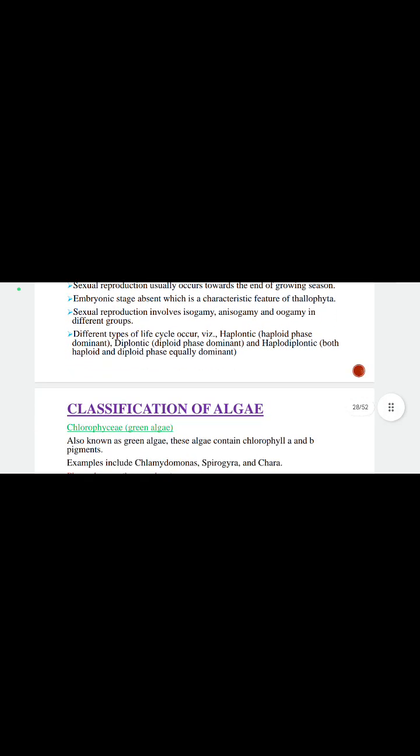That means both haploid and diploid phases are equally dominant. Haploid means they have 23 chromosomes. Diploid means they have 46 chromosomes. That is what is meant by haploid and diploid.